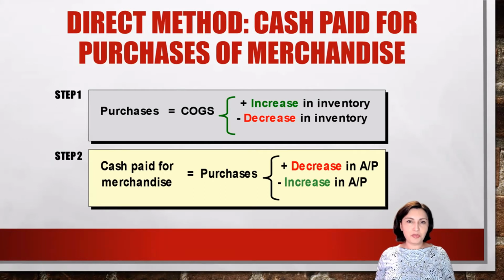To determine cash paid for merchandise, complete 2 steps. First, adjust accrual basis cost of goods sold for the increase or decrease in inventory to arrive at purchases. Then adjust purchases for the increase or decrease in accounts payable. Let's look at an example.